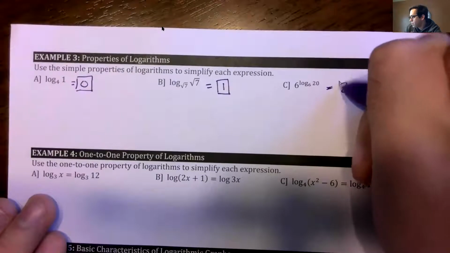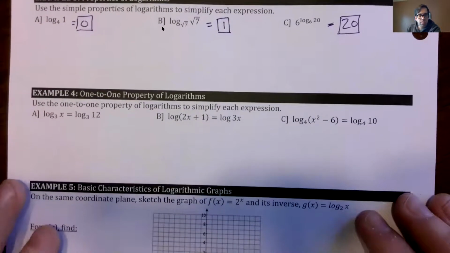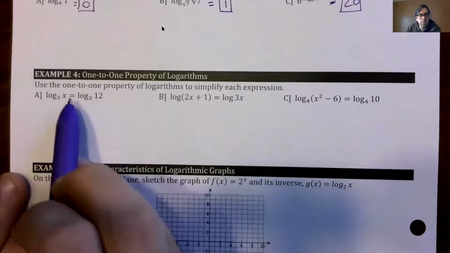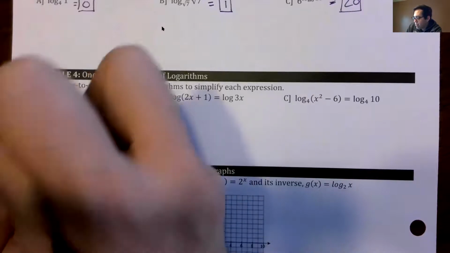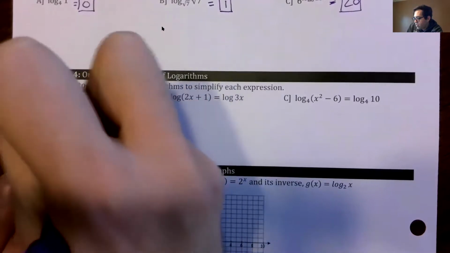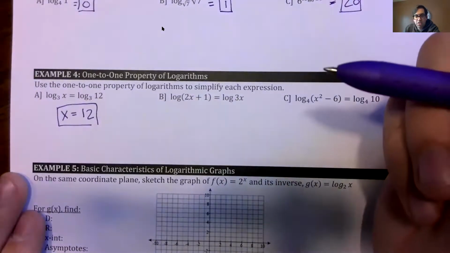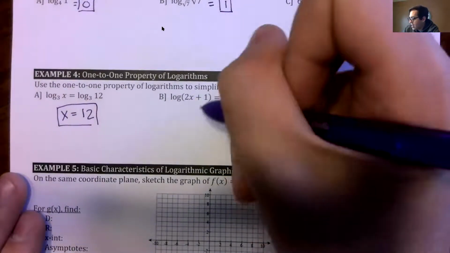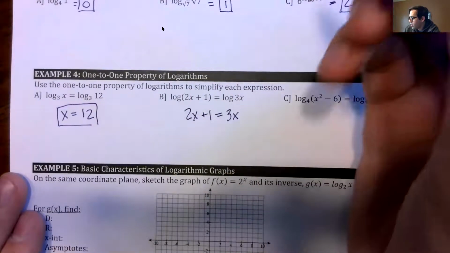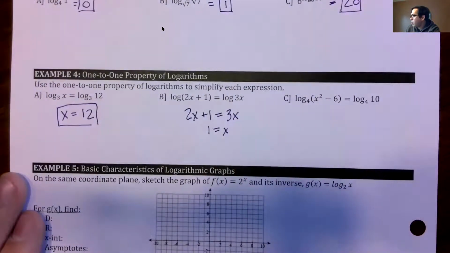And that brings us to example 4. Use the one-to-one property of logarithms to simplify each expression. All right, so if we have a log base 3 on both sides of our equal sign, they can cancel out and leave us with just x equals 12. It's the simplest question we're doing all day. Okay, next one. We have just log on each side. Remember, that really means log base 10. But that can cancel out and leave us with 2x plus 1 equals 3x. And now I'm going to solve for x. So I'm going to subtract 2x to the other side. And we get x equals 1.